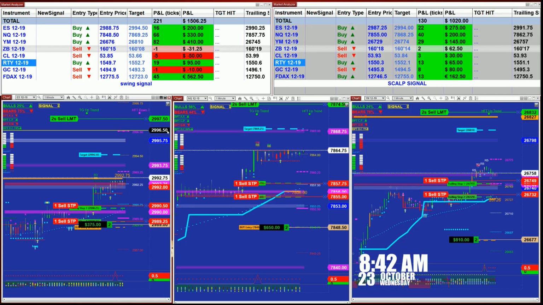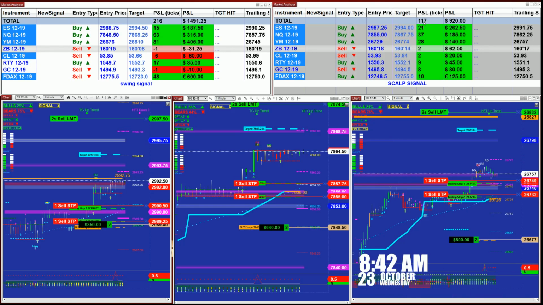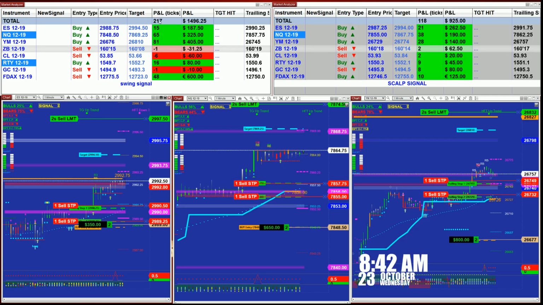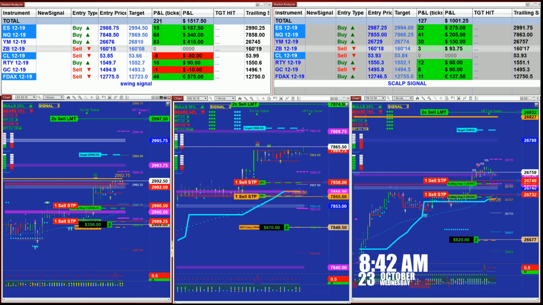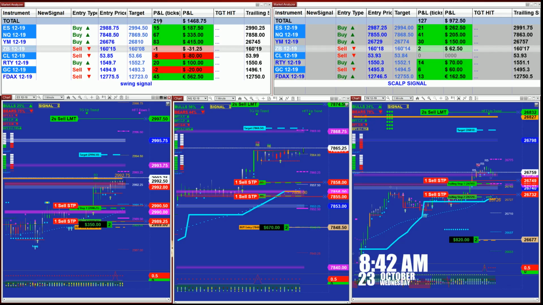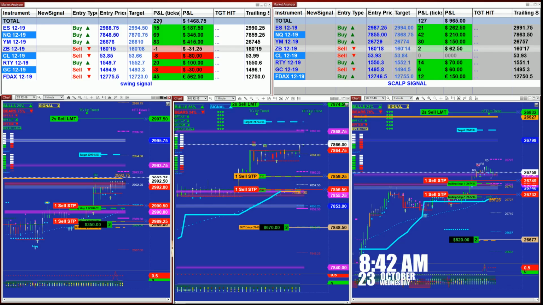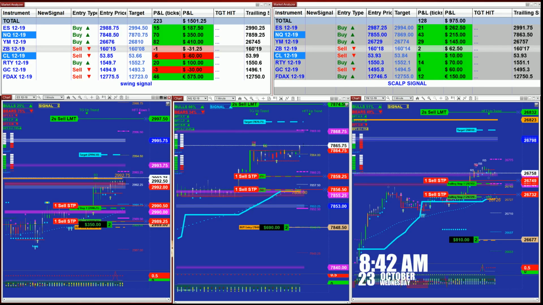At the moment, based on one contract, the scalping is 127 ticks into profit, and the swing trading is only 216. So there is not much of a big difference between the scalping and the swing trading yet, but it does not mean they're going to stay like this. If this market trends, there is going to be a tremendous difference in the ticks. Okay, finally the Nasdaq broke that area.